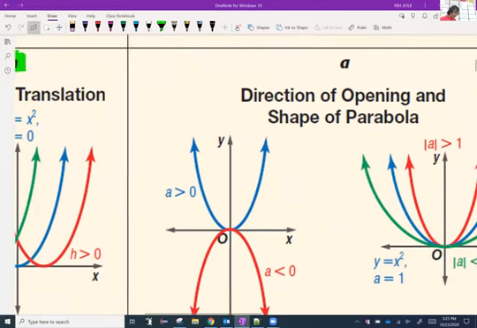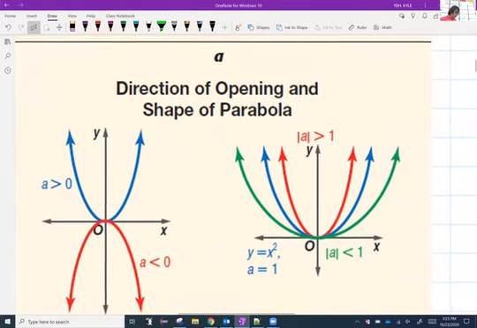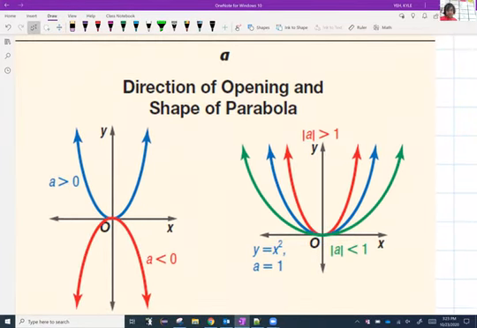Now the other one that we haven't talked about is a. That's the other variable that we haven't really mentioned. And a concerns itself with the direction of opening and the shape of the parabola. Direction of opening we've kind of talked about. If a is a positive number, we're opening up. If a is a negative number, we're opening down. That still stays the same.